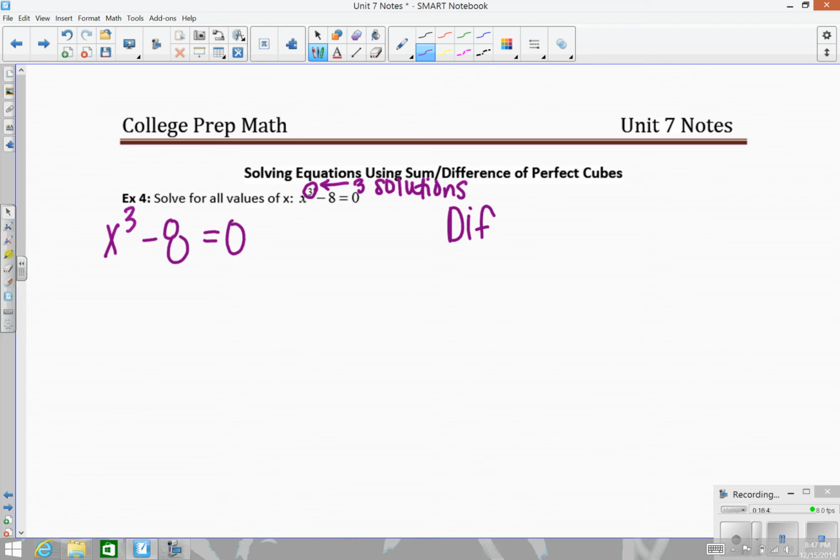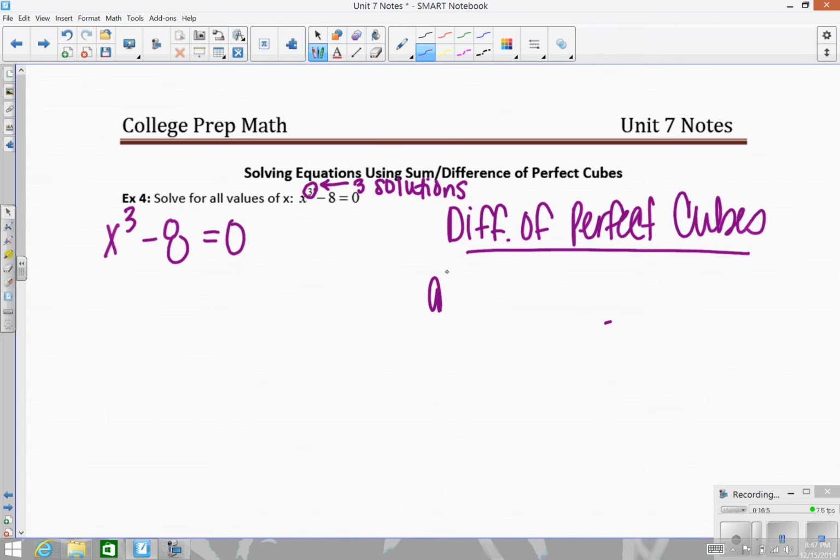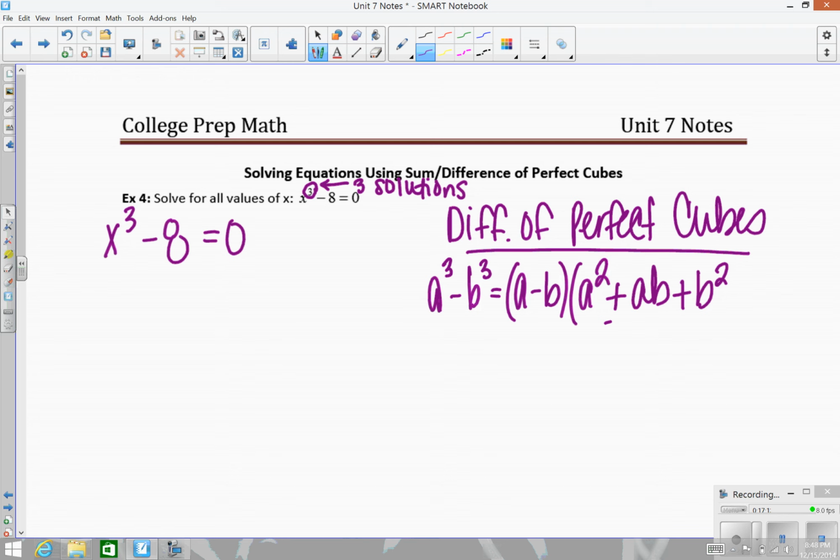So let's just recall the formula for the difference of perfect cubes. If you have a to the third minus b to the third, when you go to factor it, you take the cube root of each piece, so a minus b. You're going to square the first term. You change the sign. You multiply those. And then you add the last term squared. So you just square the b. So there's your formula for difference of perfect cubes.